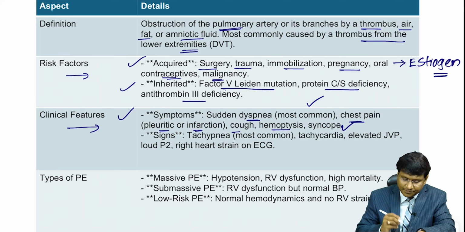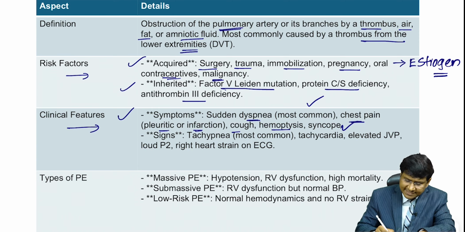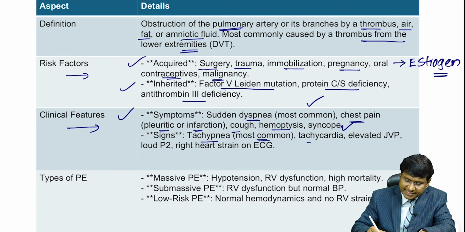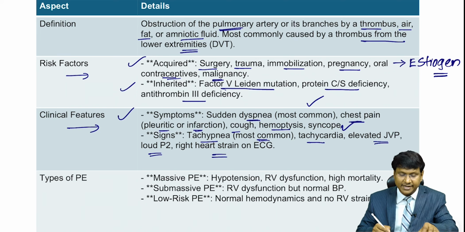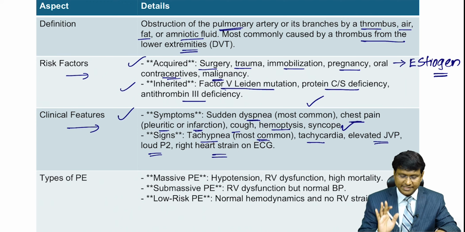Now coming to the signs that you come across in these individuals. So these patients will have tachypnea, that is the most common sign, right? And the other features that you come across are tachycardia, and there will also be elevated JVP, and because of pulmonary arterial hypertension there will be loud P2, and there is a right heart strain pattern on the ECG. So these will be the signs and symptoms in patients with pulmonary embolism.